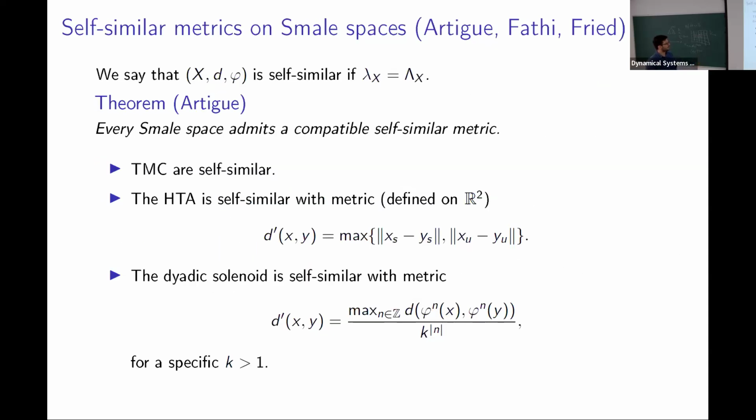For the dyadic solenoid, you take x and y, and then you focus on their full orbits. You take distances, you take the maximum distance, and you put a weight that comes from dynamics, and then you get that.